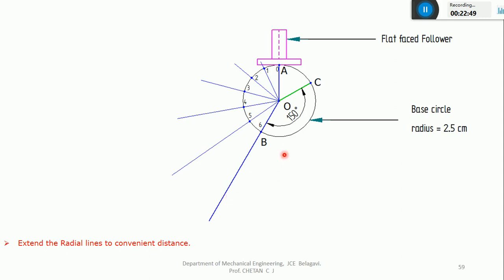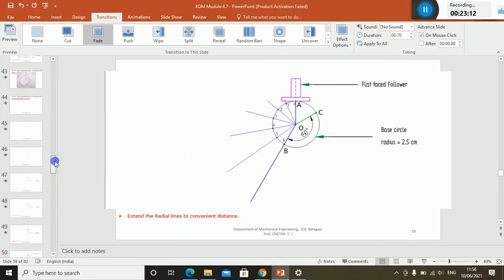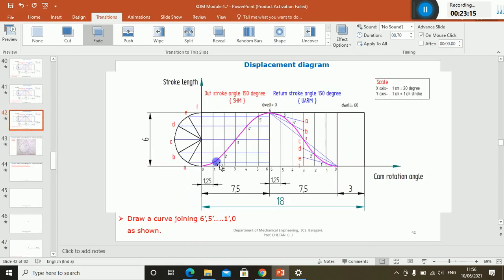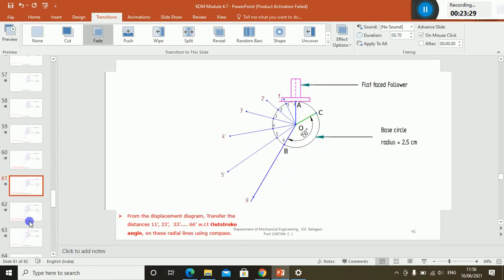After that, I'll go to the displacement diagram and copy the distances 1 to 1 dash, 2 to 2 dash, 3 to 3 dash, 4 to 4 dash, up to 6 to 6 dash with respect to the outstroke, not the return stroke. With the help of a compass, I'll copy those distances one by one. If you want, I can show them. These are the vertical distances, and I'll transfer them over this cam profile.